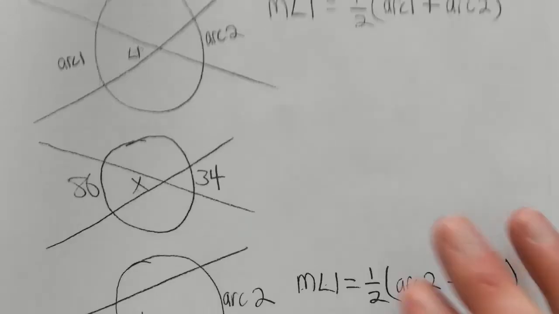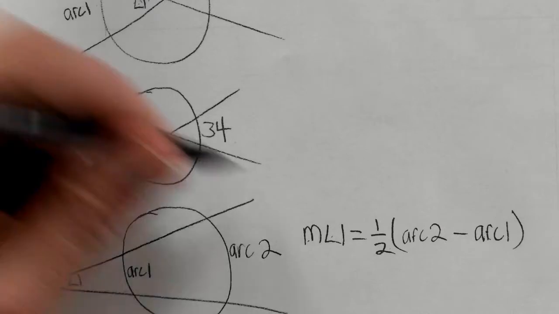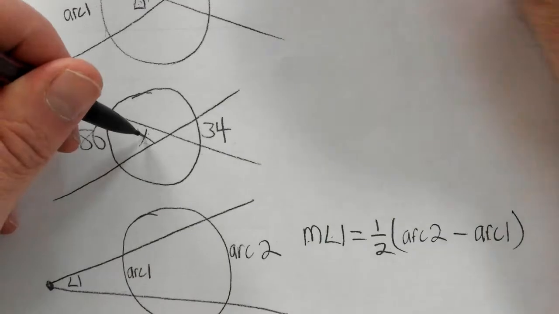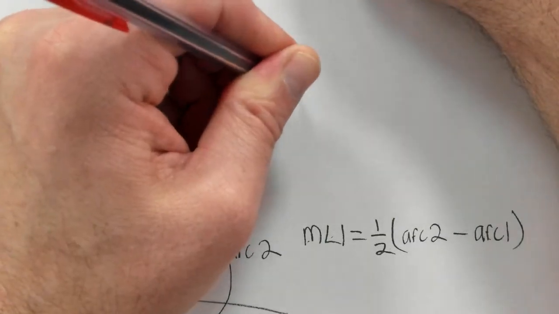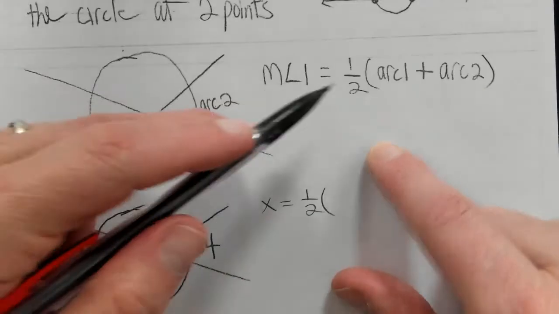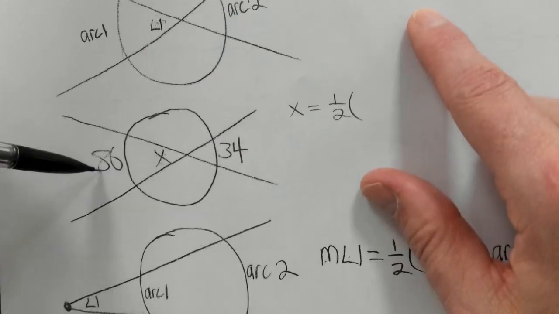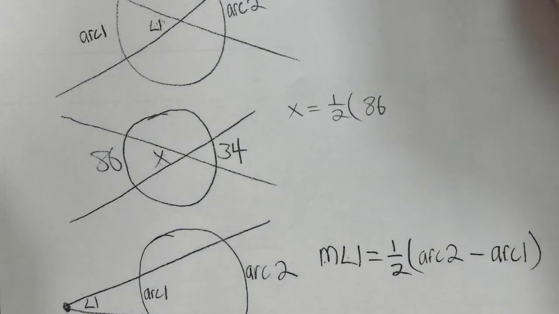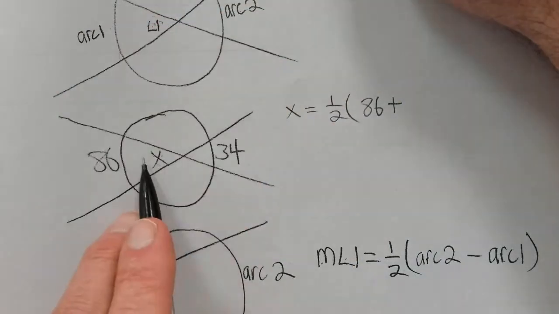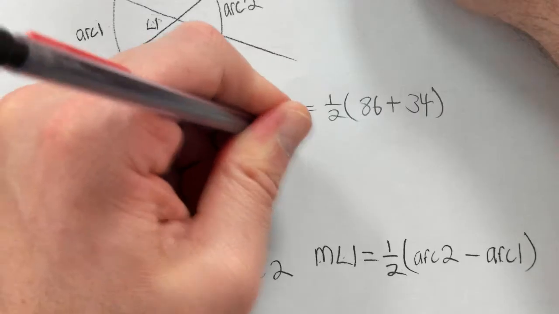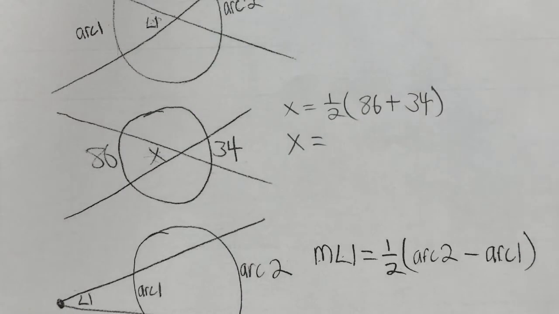And so, for example, if I have this situation where two lines intersect inside the circle and I'm looking for the value of x, this angle, then following the theorem, this angle is equal to 1/2 of arc 1. Well, what's arc 1? It's the arc that it's facing. In this case, it's 86. So it'll be 1/2 of 86 plus the arc on the opposite side, 34. So the measure of this angle would be 1/2 of 86 plus 34.